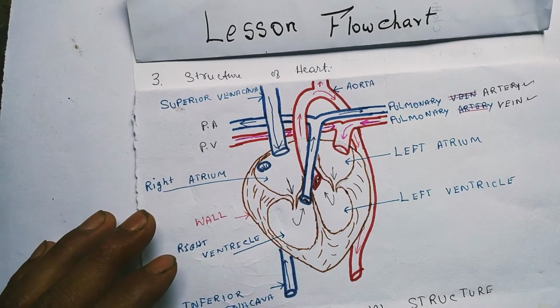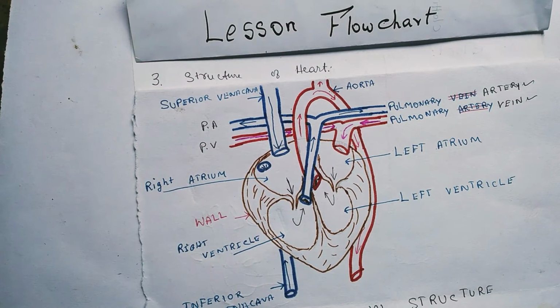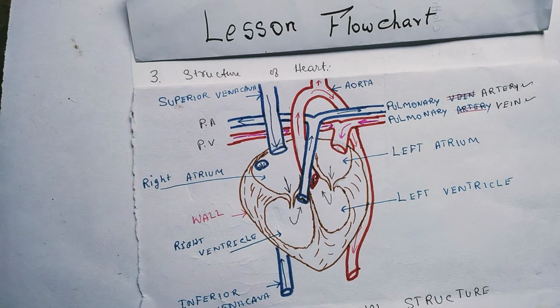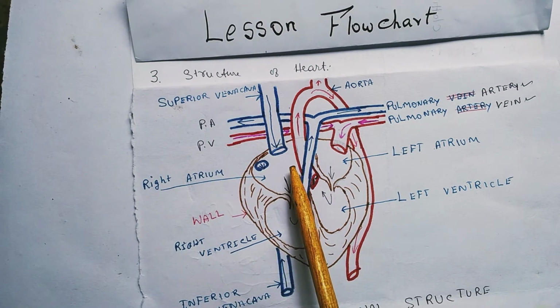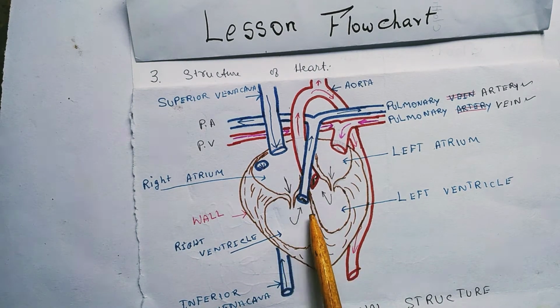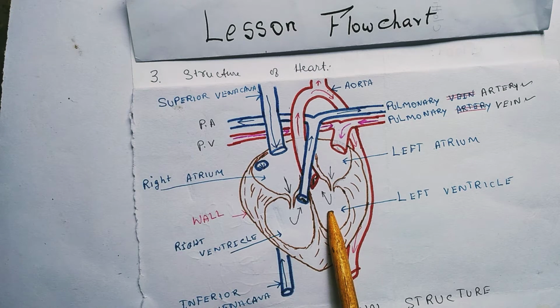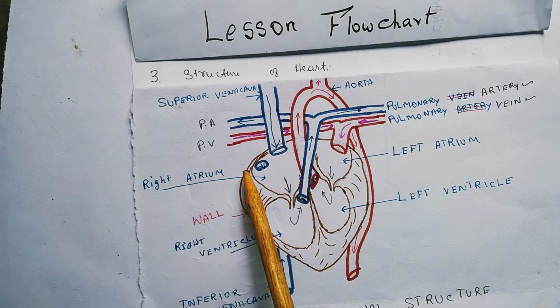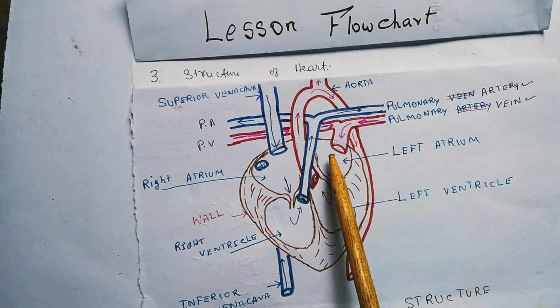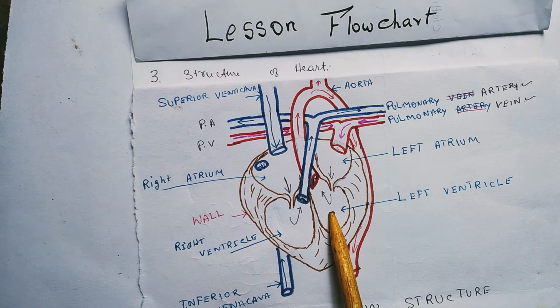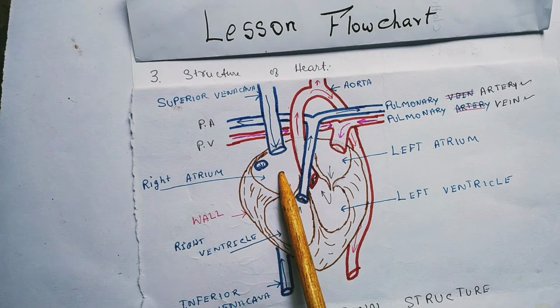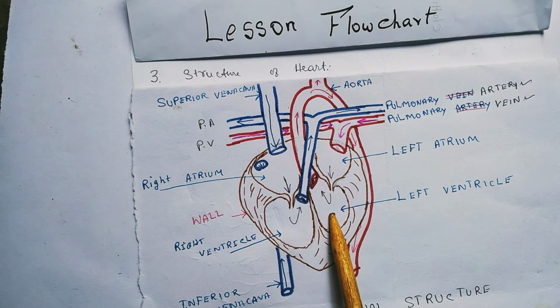Now let's come to point number 3, the structure of the heart. Look closely at this diagram. You will find that the heart has 1, 2, 3, 4 chambers. Let's say this is the right part of the heart, and this is the left part of the heart. So 2 chambers on the right side and 2 chambers on the left side. 2 at the top, 2 at the bottom.